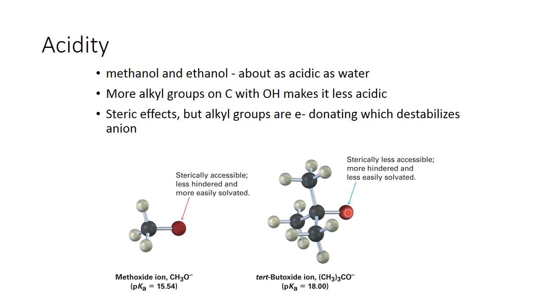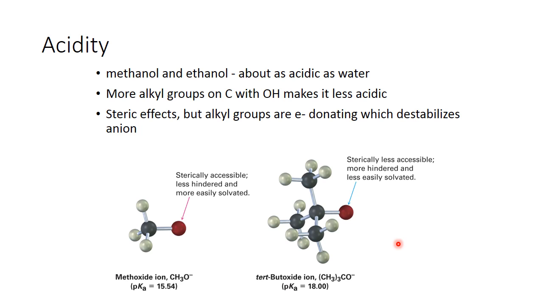Likewise, an alkyl group can feed electrons over to this carbon-oxygen bond. That's going to make that negative charge on the oxygen destabilized. That hyperconjugation actually causes this negative charge on this oxygen to be less stabilized. So t-butanol is actually less acidic than methanol. Methanol has a pKa of 15.54 and t-butanol has a pKa of 18. So t-butanol is less acidic than methanol, and it's all because of the hyperconjugation of these alkyl groups.